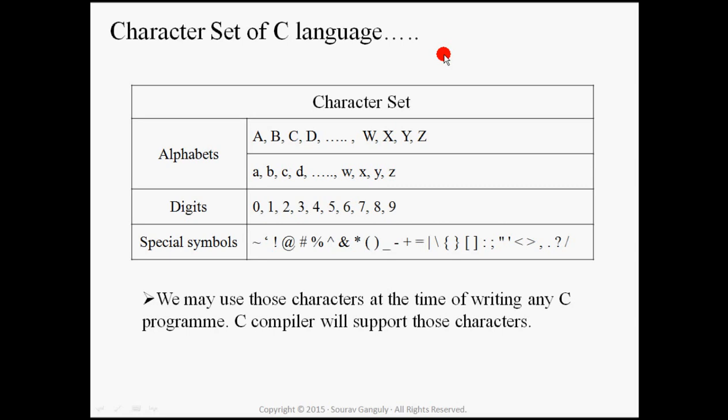Now come to the first point, that is, what is the character set of C language? It is an example of character sets. When you are going to type some C program, then you have to use the keyboard of your computer. The C compiler supports these alphabets, these digits, and these special symbols. You require all these things at the time of writing any C program.